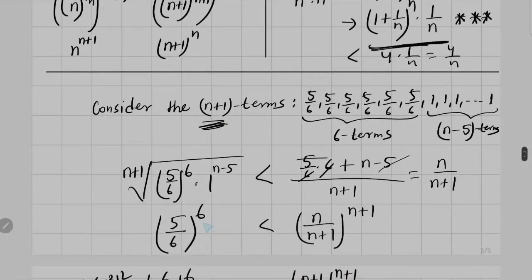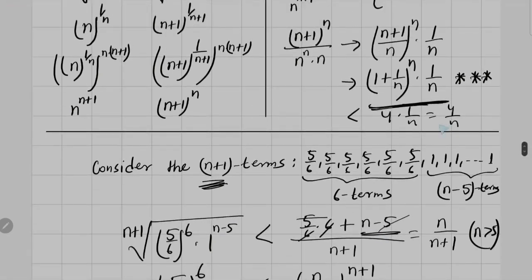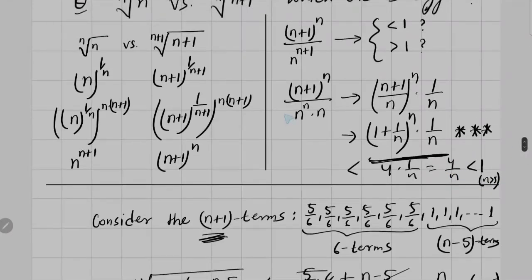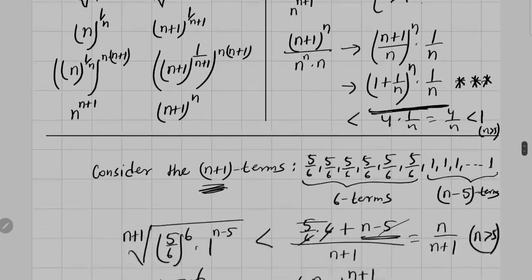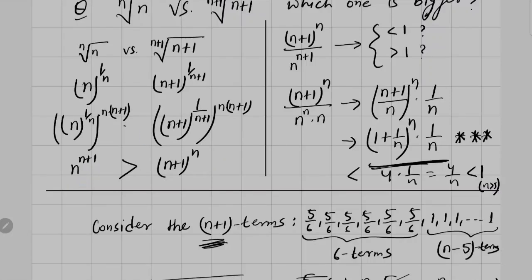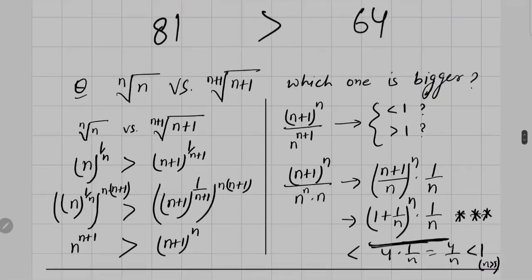But here, this inequality is true for n bigger than 5 for positive values. So if n is bigger than 5, it is less than 1. And this quantity is less than 1, which means this quantity is also less than 1. If this quantity is less than 1, the numerator part is less than the denominator part. This means 1 to the power n is less than n to the power n+1, so this quantity is bigger than this quantity. Thank you.